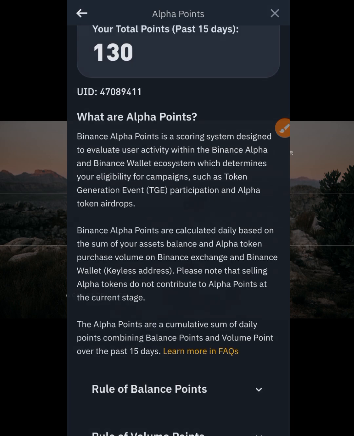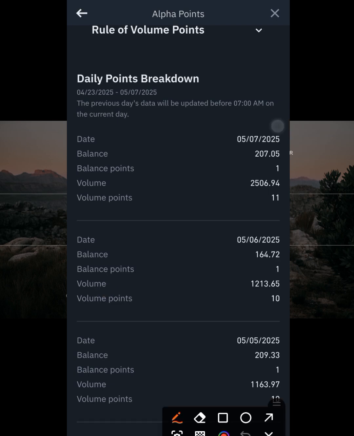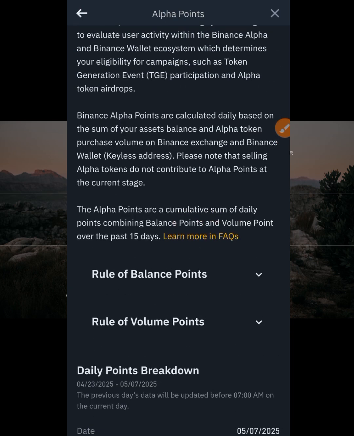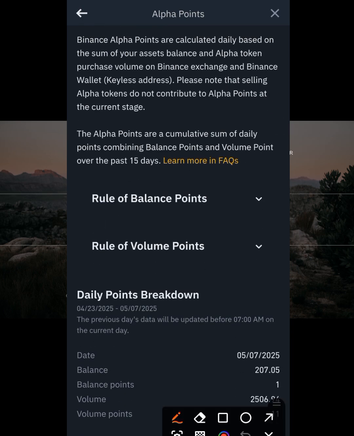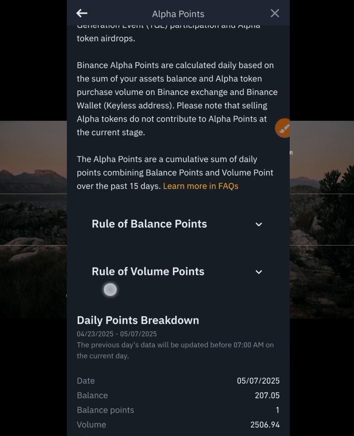That's just the point. Now, how do we even know how many points you earn? When you come down to this place, you're going to see the breakdown of your points. As you can see, I earned 11 points from volume and 1 point from holding. I will explain everything. Let's scroll down and see the details, and check how to calculate these points.